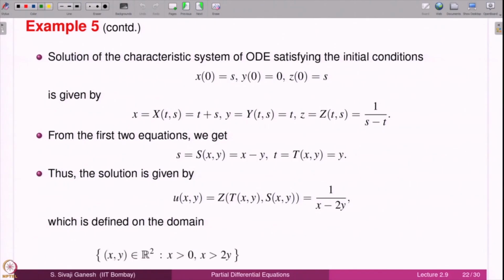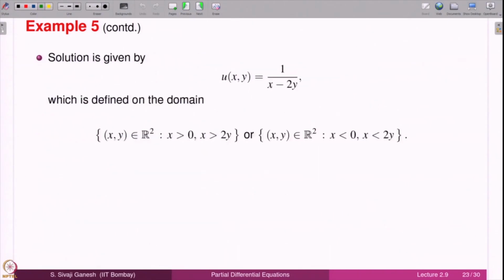So, you have to stick to one of them, because I do not want in my domain x equal to 2y happening. So, x greater than 2y is one option, x less than 2y is another option. Why is that? Because only this domain is in contact with the datum curve, a projection of the datum curve is intersecting only this part or this part. It is not intersecting uniformly x bigger than 2y.